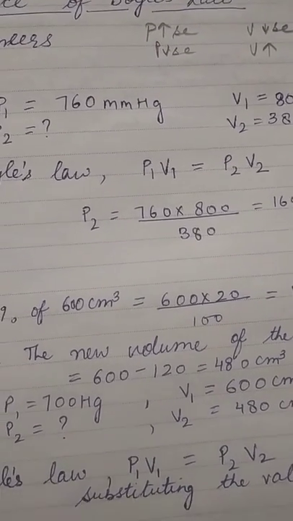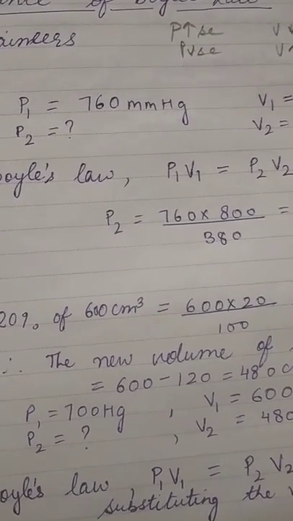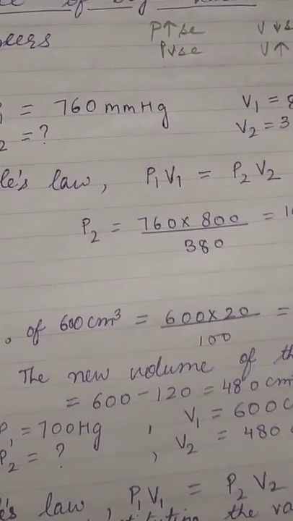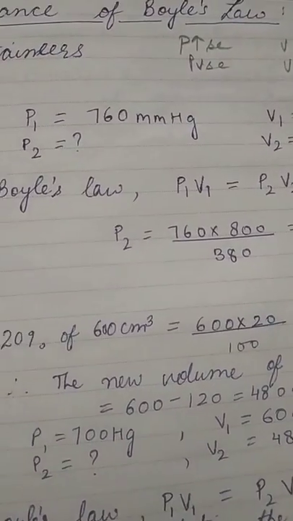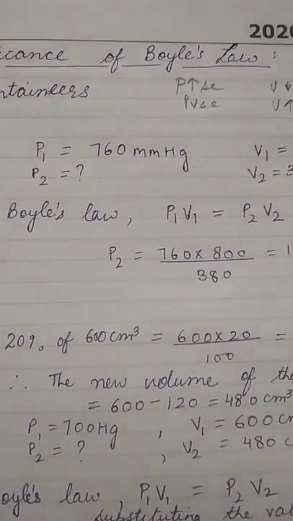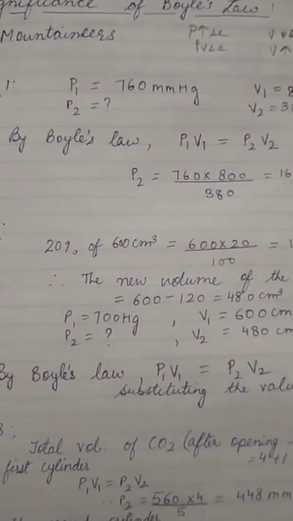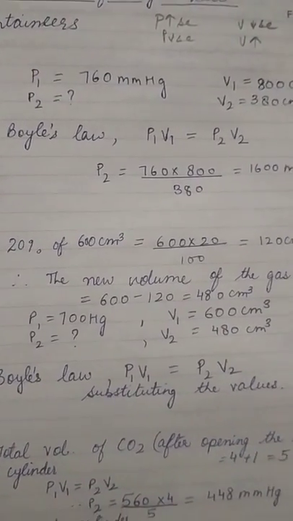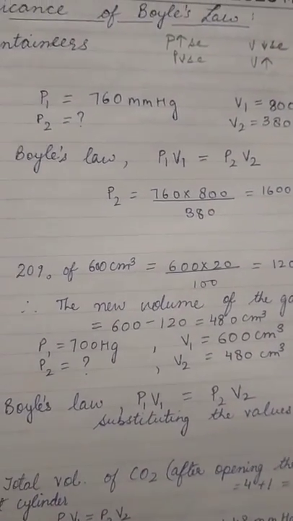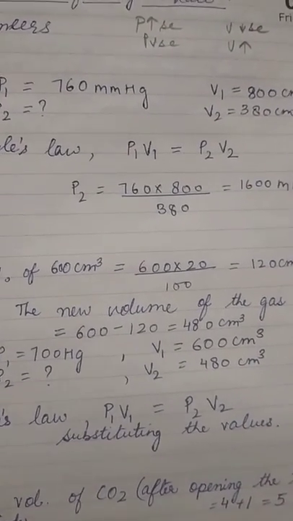So therefore the mountaineers who have to climb such high altitudes use oxygen cylinders. Now if we look at the numericals, these are all basically formula based only. We just have to substitute the values of each quantity. We only need to identify which one is what.